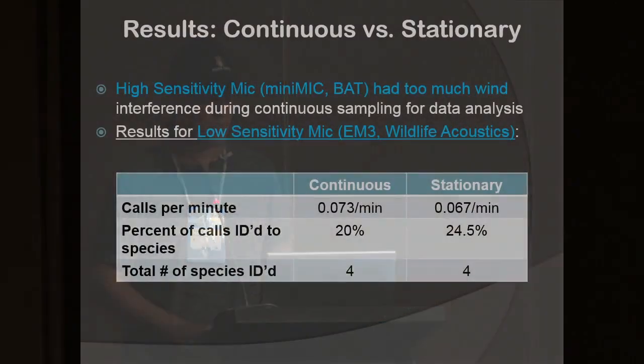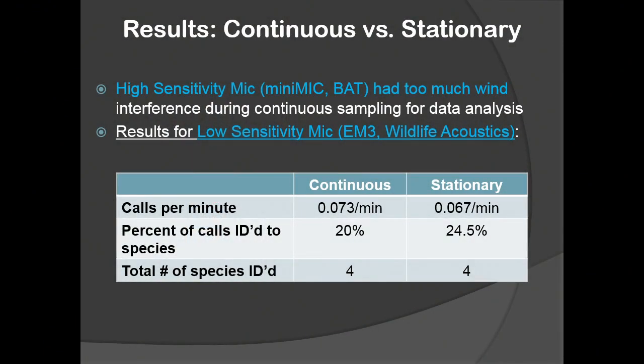Here are the results of the continuous versus stationary comparison. Unfortunately, our worst fears were realized with the high sensitivity microphone, and there was simply too much background noise from wind flow over the microphone surface to be able to analyze that data. So I can only present the results from the lower sensitivity microphone, which was an EM3 by Wildlife Acoustics. As you can see, the results are roughly comparable.